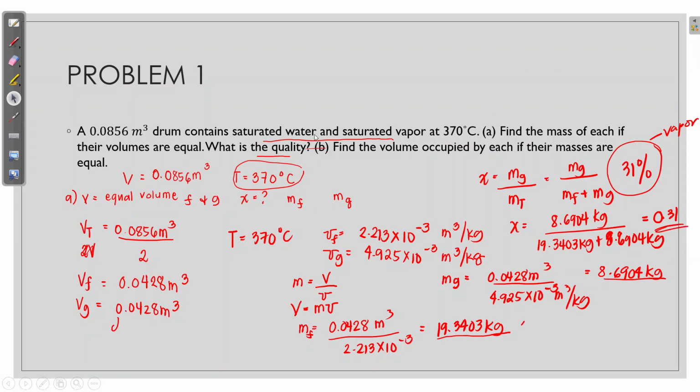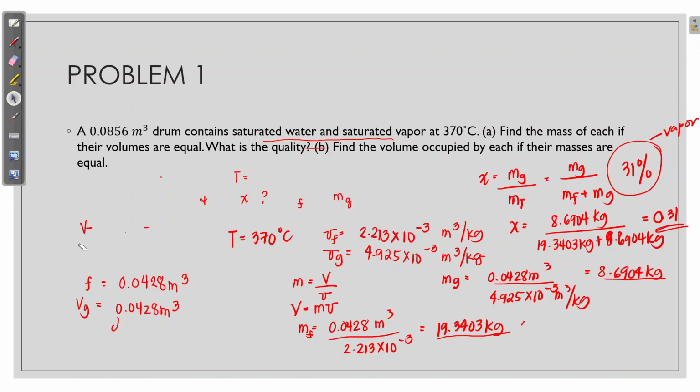Okay? So, sa letter B naman, find the volume occupied by each if their masses are equal. So, sa letter B, consider naman natin kung equal daw si masses or si mass, ano naman ang volume occupied by each. Volume ng water tsaka ng vapor. Okay. Ayan.